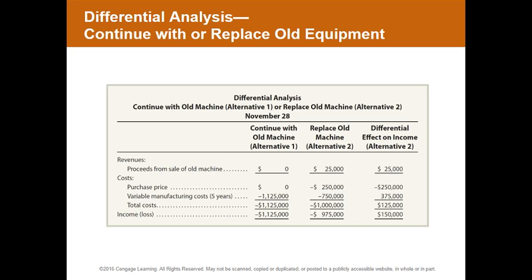Now, this is because the variable manufacturing costs, which are going to include a variety of things, for the old machine are so much higher than the new machine that between that and the proceeds from the sale of the old machine, we more than make up for the purchase price of the new machine.